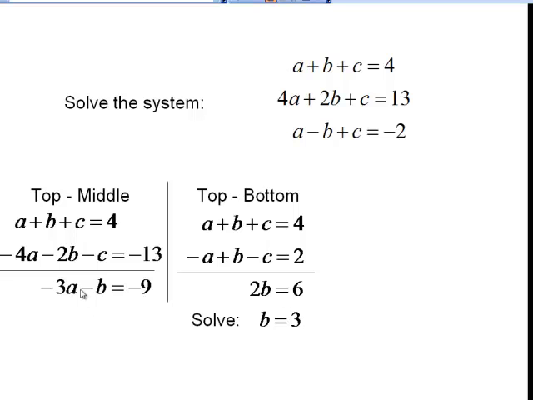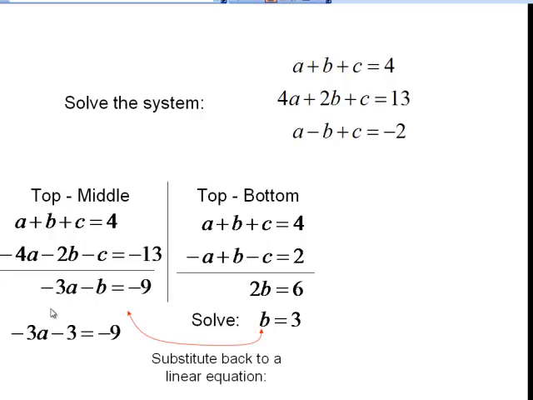I can take this answer and go back here, because I know what b is. So negative 3a minus b, which is 3, is equal to negative 9. Add the 3 makes 6. Divide by negative 3 makes 2. So now I have my a and my b, and I can plug back in the top.